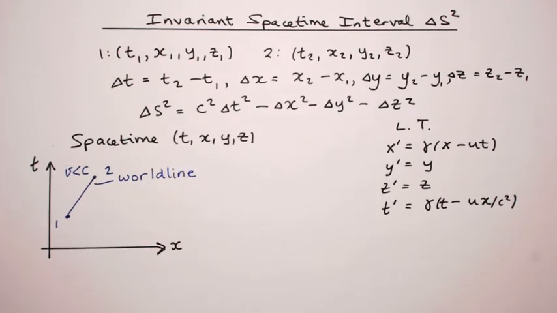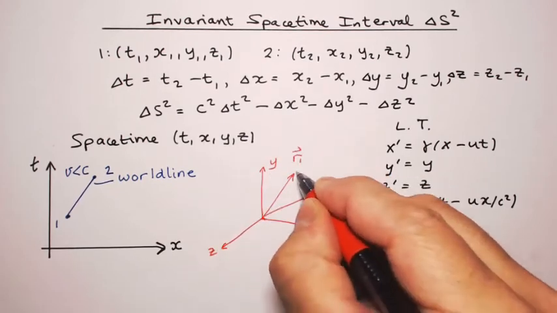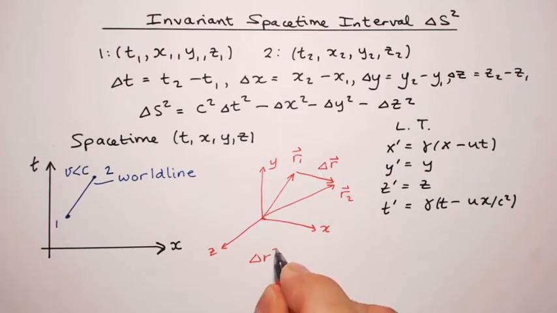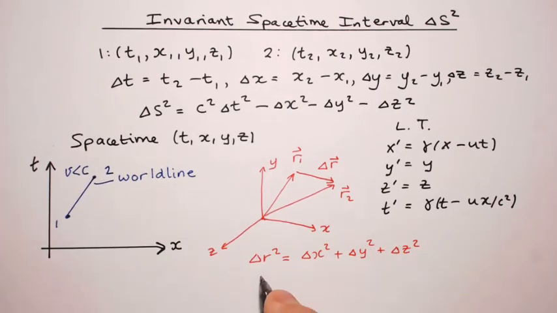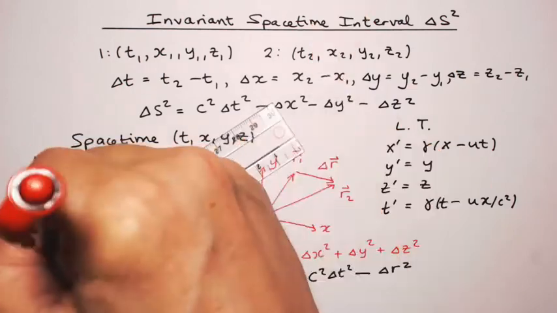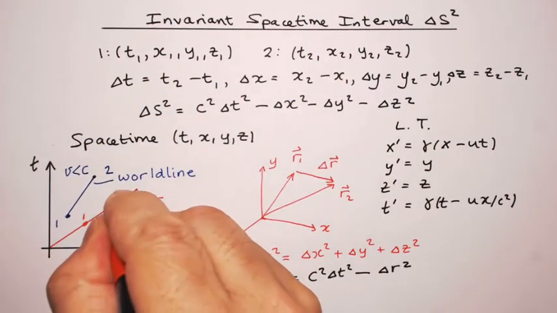Now delta s is not similar to the distance between 2 points in space, for example the points in space of the two events. In three-dimensional space, the spatial distance delta r between 2 points is related to the coordinate intervals as shown. However, the spacetime interval subtracts delta r squared from c squared delta t squared rather than being added to it. This quantity, as it is defined, has the property that it is zero for events connected by a light signal.